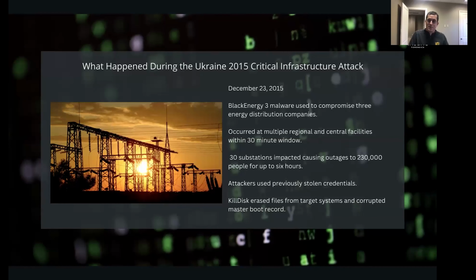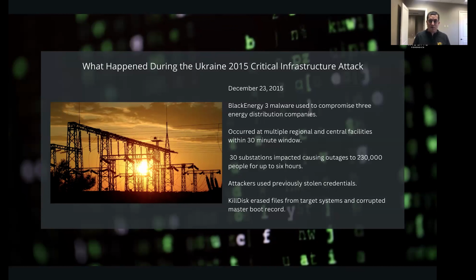So, what happened during this attack? This was back on December 23rd, 2015. What's known from this, and some high overarching facts: BlackEnergy 3 malware was used to compromise at least three energy distribution companies. Now, energy wasn't the only sector targeted at this time. Ukrainian rail was attacked, and we've heard of financial and other areas attacked. BlackEnergy is a widely used malware kit. We'll talk about it in a slide or two. But basically, BlackEnergy was used to target, among many targets, critical infrastructure as one.